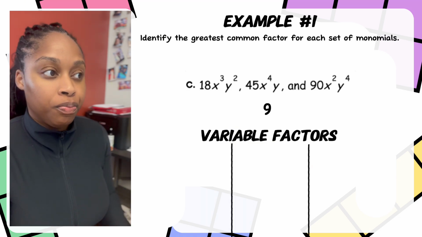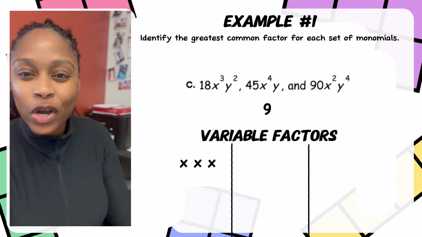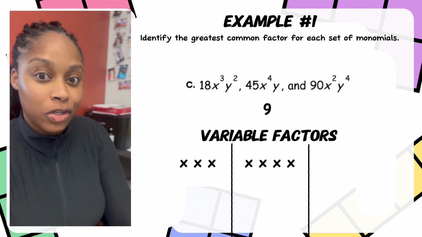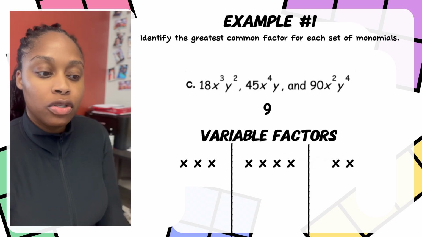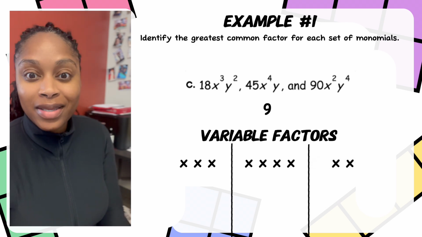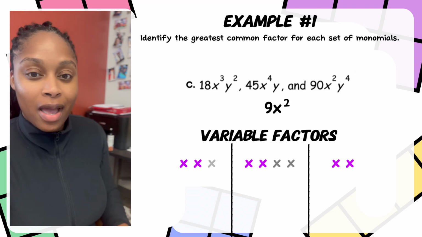All right, so now we got x's and y's, so let's deal with our x's first. In our first term, we have 3 x's. Our second term, we have 4 x's. And our third term, we have 2 x's. All right, so the most amount of x's I can take out is 2 of them, so I'm going to take out an x squared.